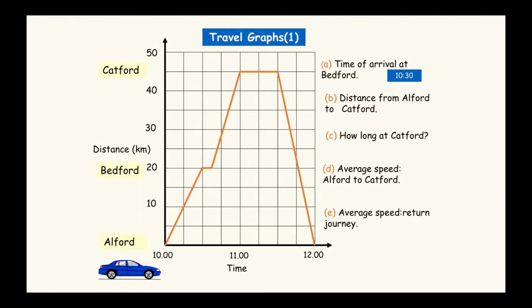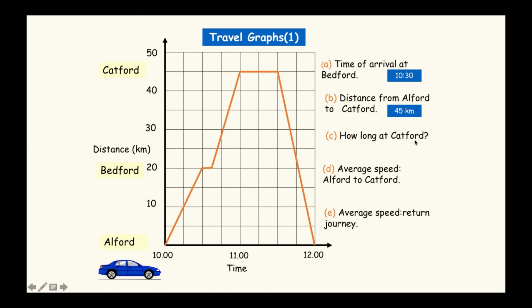Question B says the distance from Alford to Catford. Well, from Alford, which is here, where they begin, to Catford, which is where they end up, you're going all the way from that distance to that distance. If we look at the distance on the graph, it's halfway between 40 and 50, so we can safely say it's 45 kilometres. We know it's in kilometres because it tells us here.